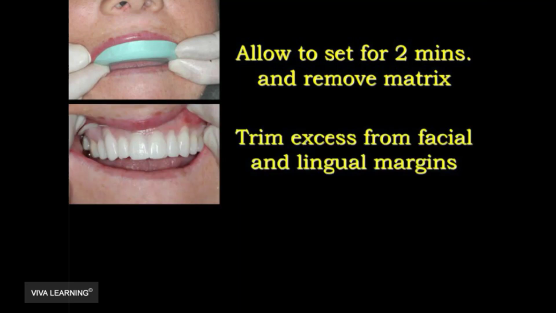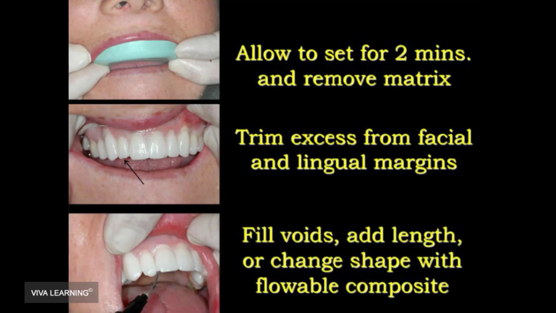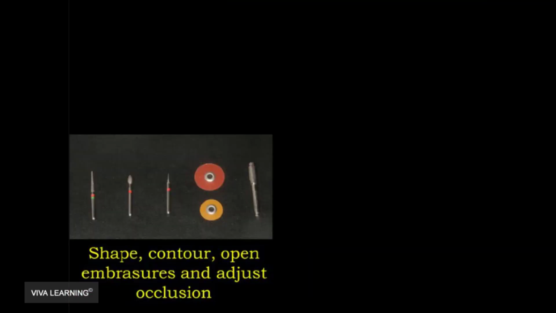So after it's been in for about 2 minutes, we're going to remove the matrix, and we're going to see our temporaries, and we'll see a little bit of excess gingival. Every now and then you might get a little void or a little bubble, and we can take some flowable composite, and most of these temporary materials have a compatible flowable composite. It's really easy to fill these little bubbles or voids in, and then we're just going to shape these, and we're going to trim away the excess.